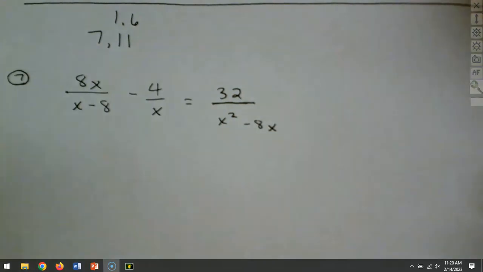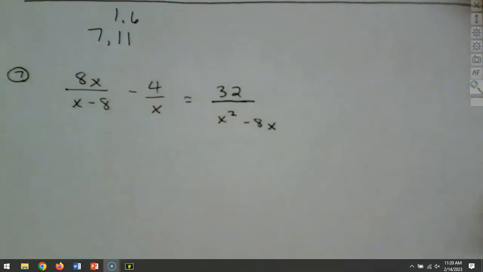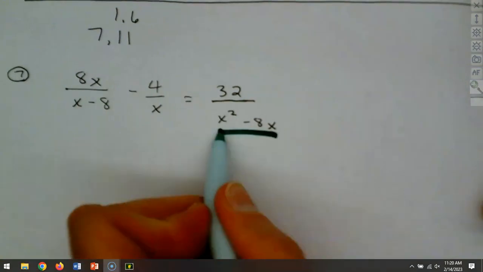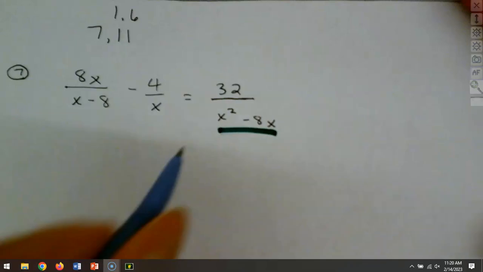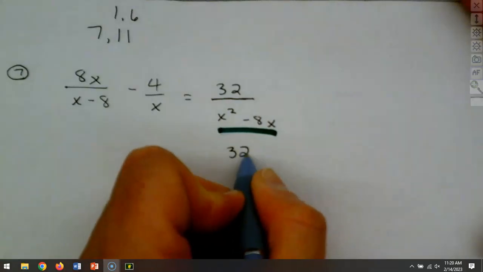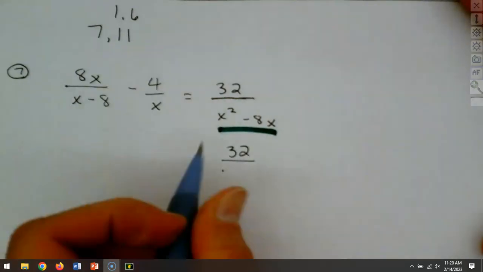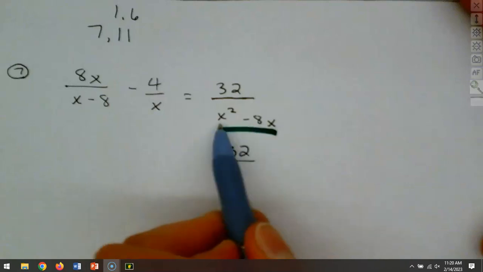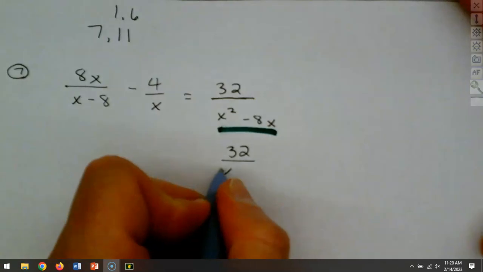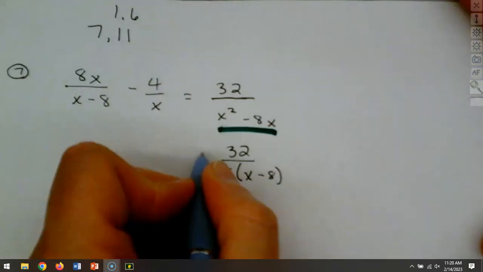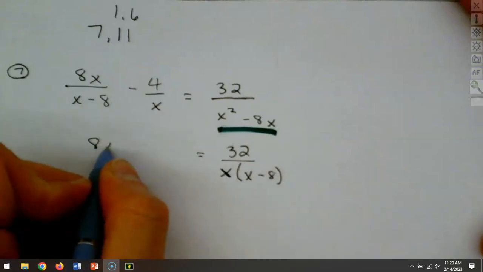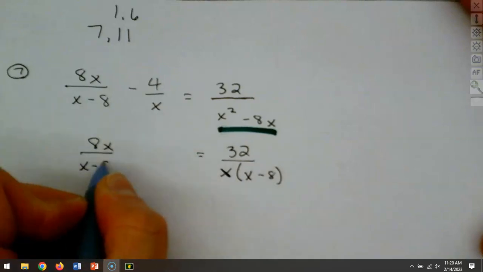And what can we do to factor? Well, what about this piece right here? Okay, x squared minus 8x. Does that factor? Yes. What can I factor out of it? Let's rewrite it first. What can come out of here? The part I've got underlined in green. What can come out? Okay, an x can come out, and that's going to leave you with an x minus 8. And now everything has been factored.